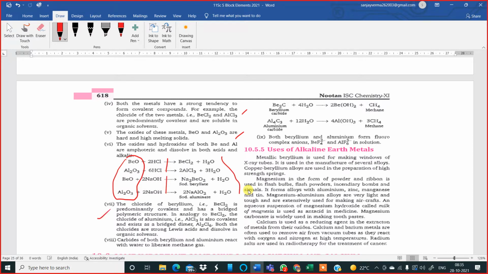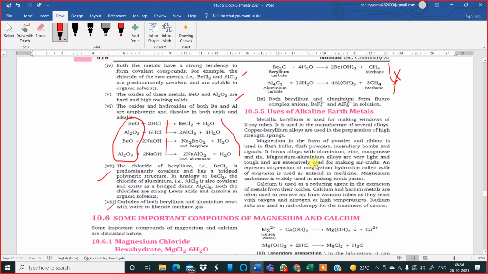Number seven, the chloride of beryllium is predominantly covalent and has a bridged polymeric structure. In analogy to beryllium chloride, the chloride of aluminum is also covalent and exists as a bridged dimer. Number eight, carbides, compounds with carbon, of beryllium and aluminum react with water to liberate hydrogen gas. But I request you to not learn these equations. Okay. Now, after that, uses of alkaline earth metals.